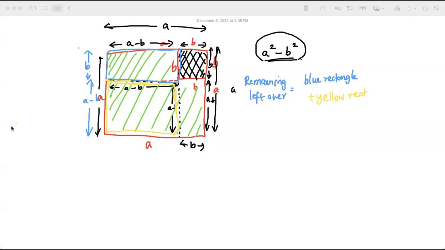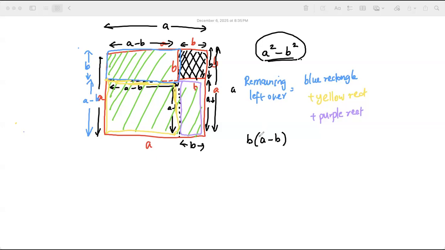And then finally I can write it out as, I think this will work guys, purple rectangle. Any questions on that? Okay, now I'm going to put everything together. Blue rectangle, what is the area? Can I call it as B times A minus B?